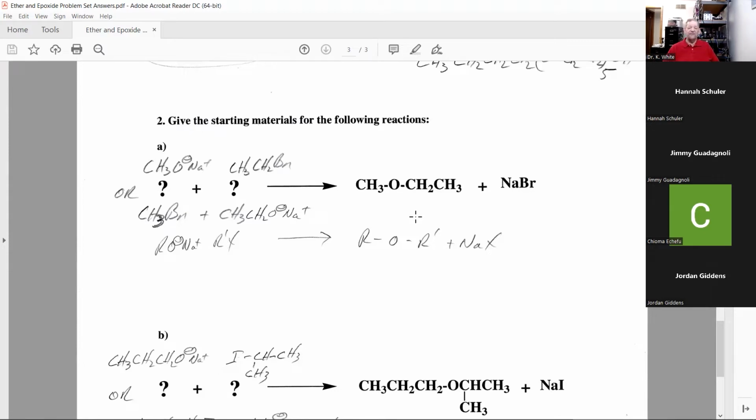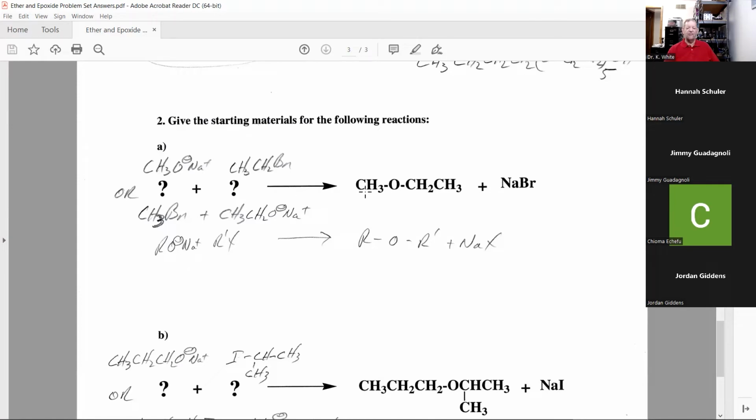And here's one. Give the starting materials for the following reaction. And if we look at the product, what's different? Oxygen with carbons here and here, ether, and you're given a salt, NaX. I don't have it here, but X can be chlorine, bromine, or iodine. In this case, it's bromine. What do you start with? An alkoxide and the alkyl halide.